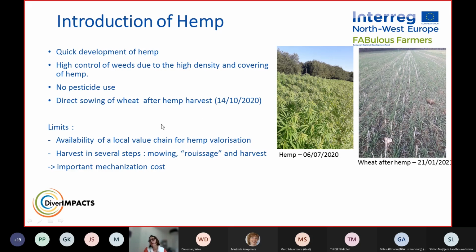That's an important point to take into account with crop diversification. It's the valorization of the crop production. And we also observe for the hemp an important mechanization cost with the harvest in several steps: mowing, raking, and harvest.